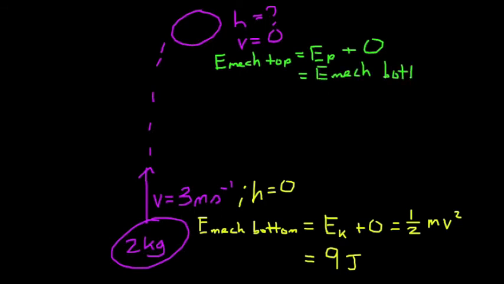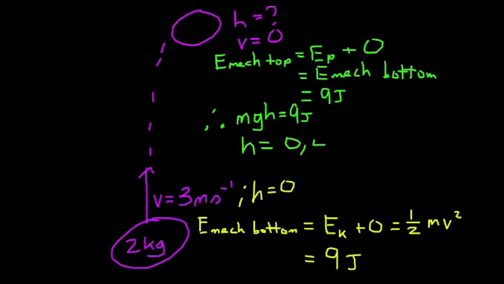We also know that the mechanical energy at the top of its movement is equal to purely its potential energy, as the object is now not moving when it reaches the peak of its movement. Therefore, its potential energy, or EP, is equal to 9 joules, and so mgh is equal to 9 joules, and the height can now be solved to be 0.459 meters above the ground.